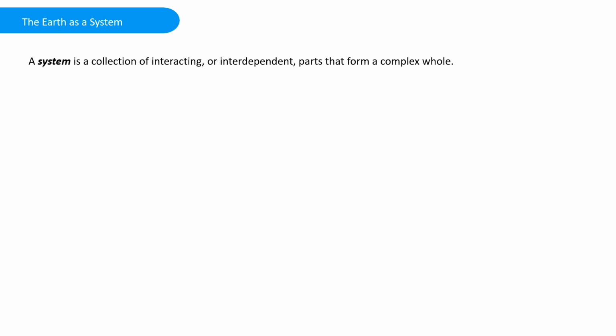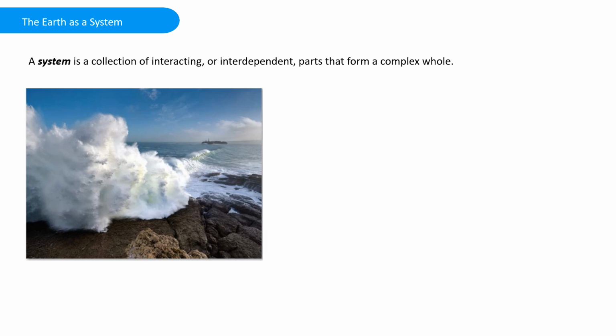So by definition, a system is a collection of interacting or interdependent parts that form a complex whole. As you can see in this picture, in this scene, ocean waves, which is the hydrosphere here, were created by the force of moving air, which is from the atmosphere, that break against a rocky shore, which is the lithosphere. So this shoreline in this picture is one of the obvious examples of an interface, a common boundary where different parts of a system interact.